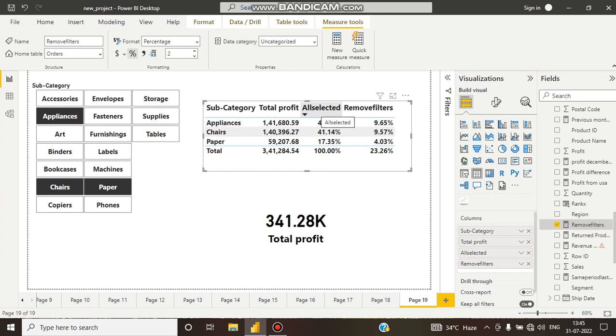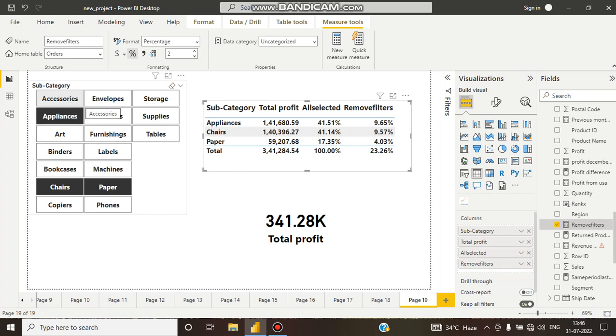Okay, in ALLSELECTED, what have we done? In ALLSELECTED, there is a filter. We have taken three products, so ALLSELECTED is counting only the percentage among the three products. But REMOVEFILTERS is removing the filters. So what is the percentage here? If there are 15 products, with REMOVEFILTERS the total 15 products is 100%.